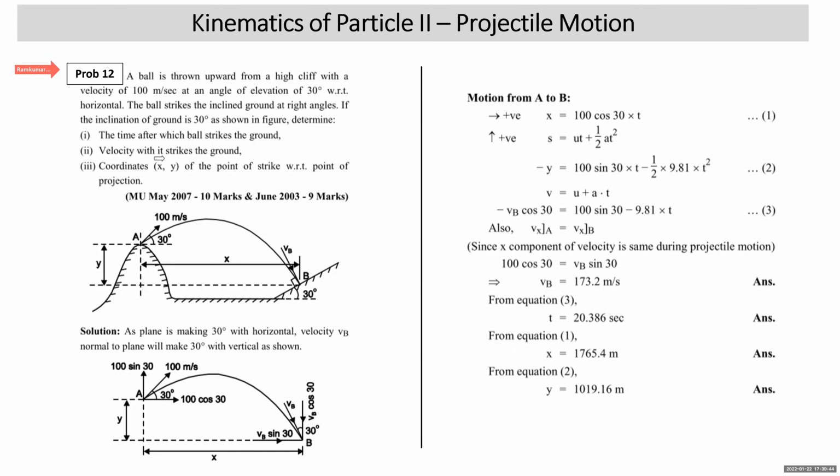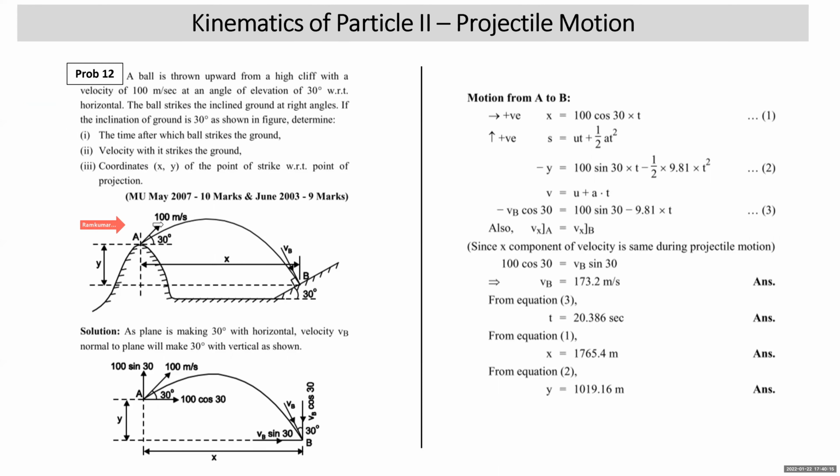The ball strikes the inclined ground at an angle. Here the ball is hitting the sloping ground at 90 degrees, that means perpendicular. If the inclination of the ground is 30 degrees as shown in the figure, determine the time after which the ball strikes the ground, the velocity with which it strikes the ground, and the coordinates x and y of the point of strike with respect to the point of projection. Now, this diagram was given to you.